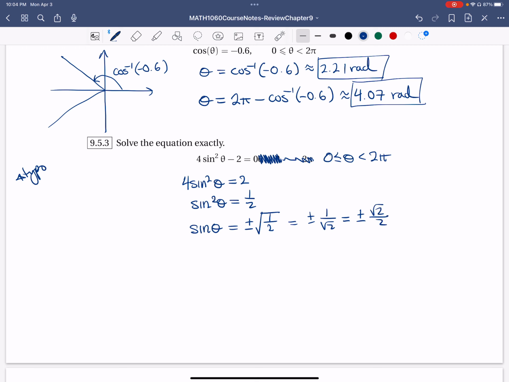Okay, so we actually have 2 equations here. We have the sine of theta equals root 2 over 2, and we have sine of theta equals negative root 2 over 2. So since the sine of theta can be positive or negative, we're going to get one solution in each quadrant, in all 4 quadrants. Right, and we know the reference angle for root 2 over 2 is going to be pi over 4. So we get that same reference angle, pi over 4, for all 4 of those solutions.